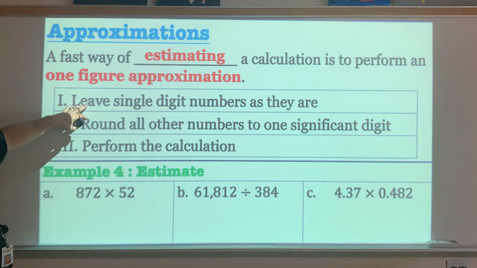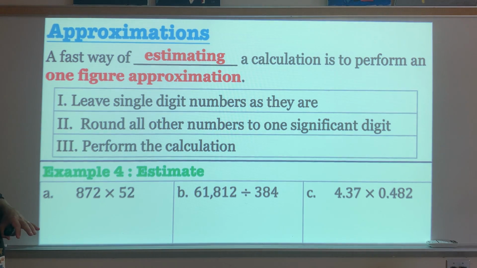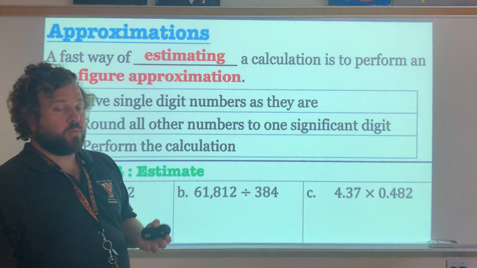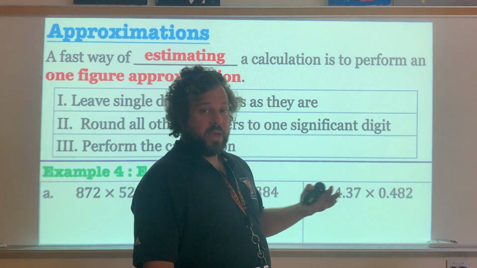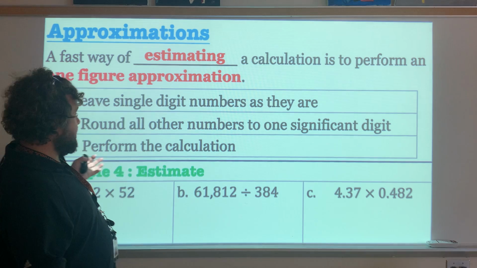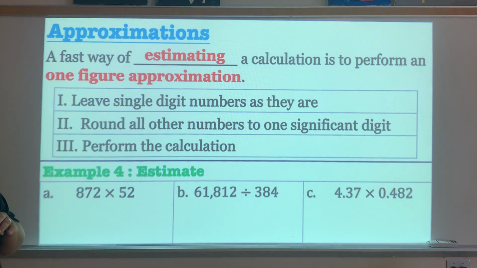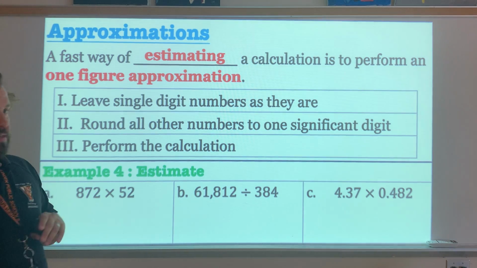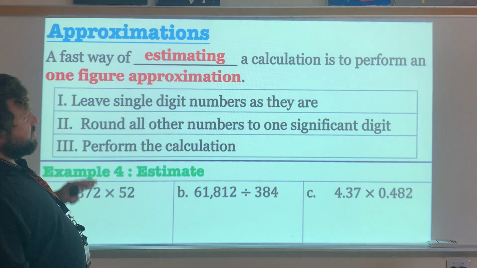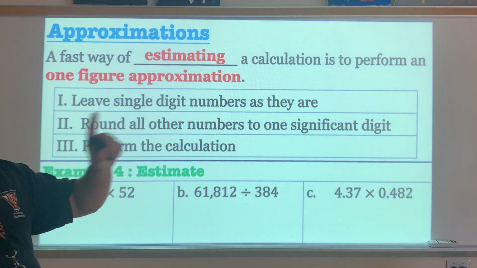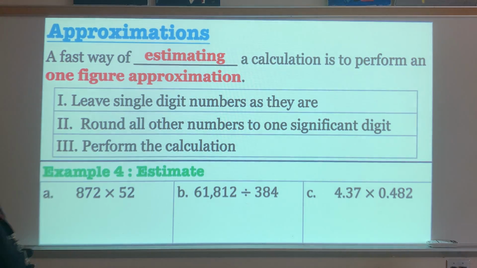Number one, you're going to have to leave the single digit numbers as they are. So if you only have a digit with one number, it stays the one digit. You don't have to estimate it. Round all the other numbers to one significant digit. And then you're going to perform the calculation. So let's look at how to do this.